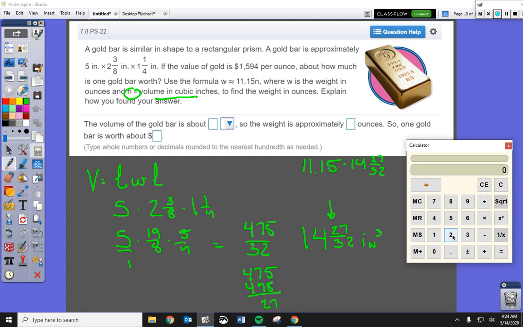Now, let's do something here. 27 divided by 32 equals 0.84375. So this is really 14.84375. Oh, got to start all over. 11/1500 times 14.84375 gives me that answer. So the gold bar is worth about $165.51. You approximate that too.